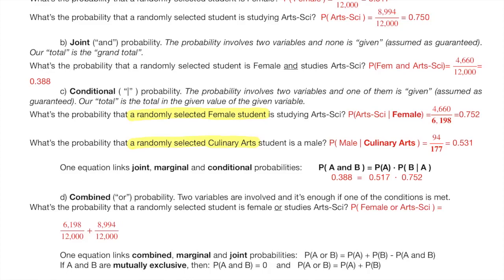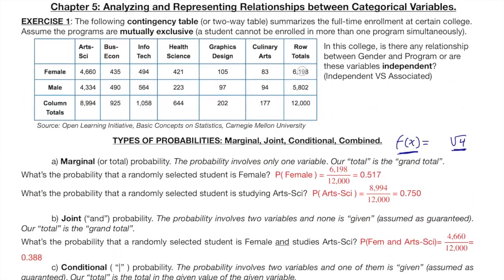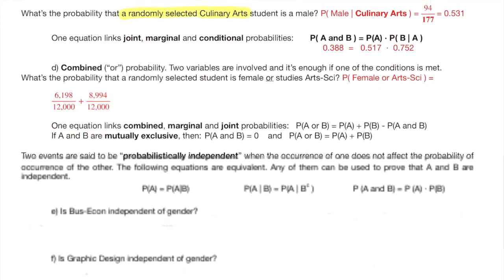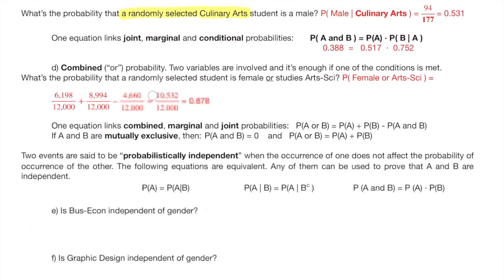This would be a mistake because when we counted these females and these students in art sciences, some individuals were counted twice. Which individuals? The 4,660 who were both females and students of art sciences. Therefore, we still have to discount them. That's how we get the combined probability. Remember, the most common error here is not discounting those who are double counted.